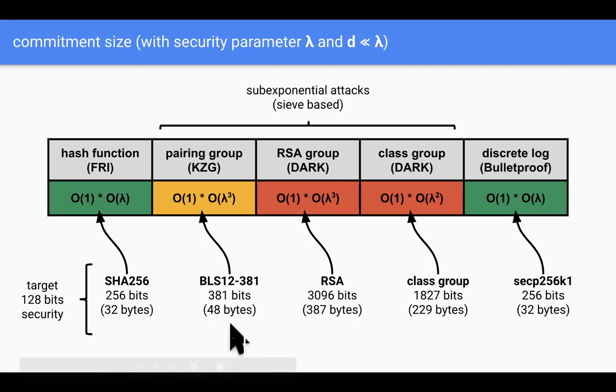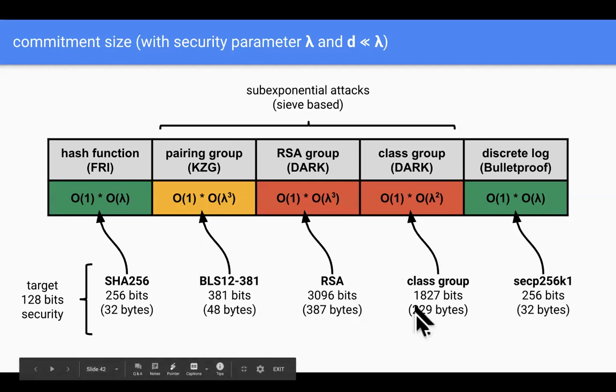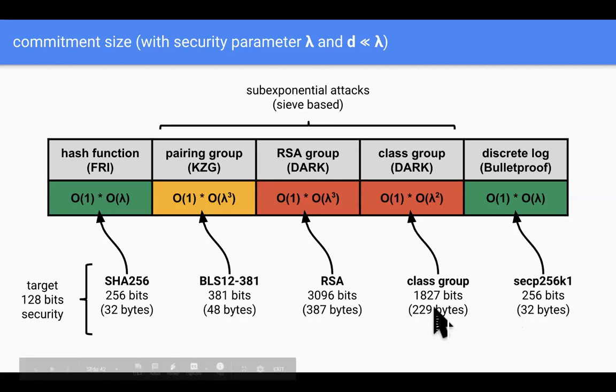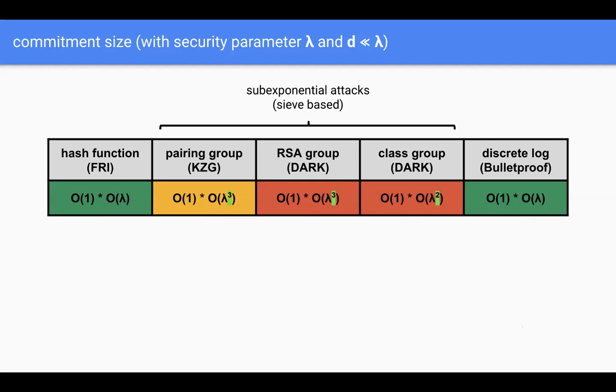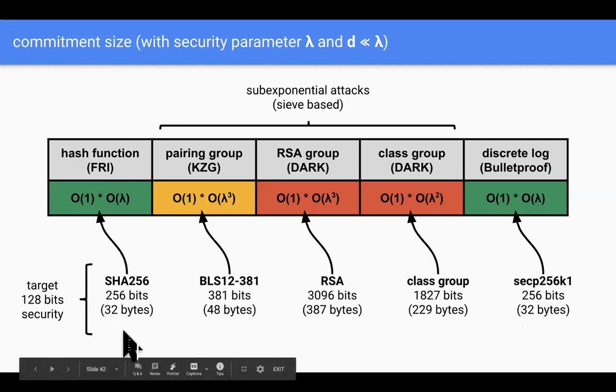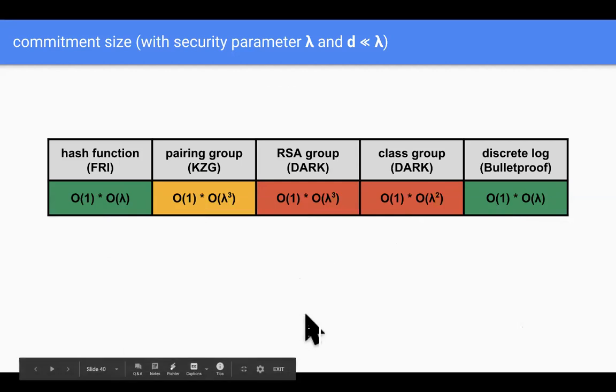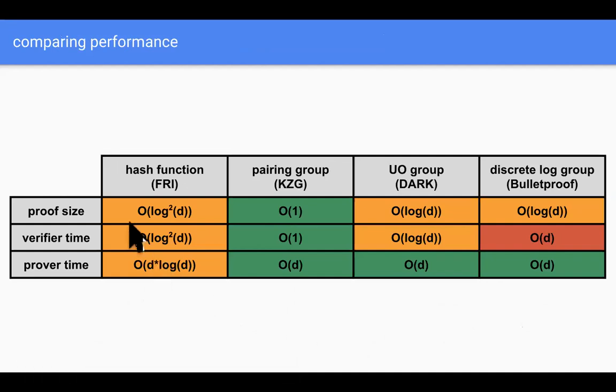And these discrepancies between the various commitment sizes will also be reflected in the proof size. You have a factor of, let's say, 10 difference between a SHA-256 output and a 3,000-bit RSA group element. This is something that I'm sweeping under the rug when you consider the proof size here and here. You're going to have something similar.